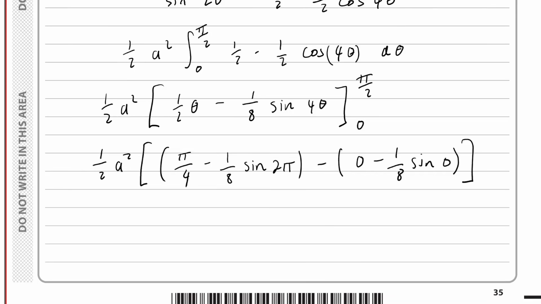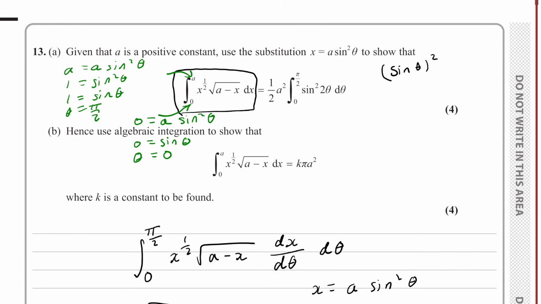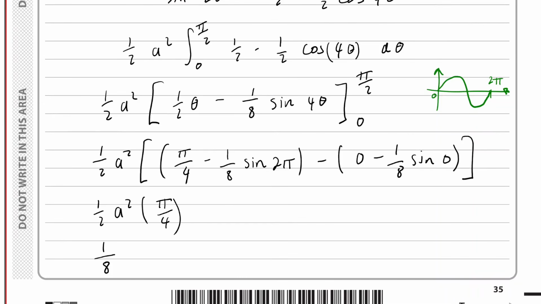The sine graph is at 0, and at 2 pi. So all we have is half of a squared times pi over 4. Because pi over 4 minus 0, minus 0, minus 0 is just pi over 4. So we're left with 1/8. What was the form we wanted it in? 1/8 pi a squared.